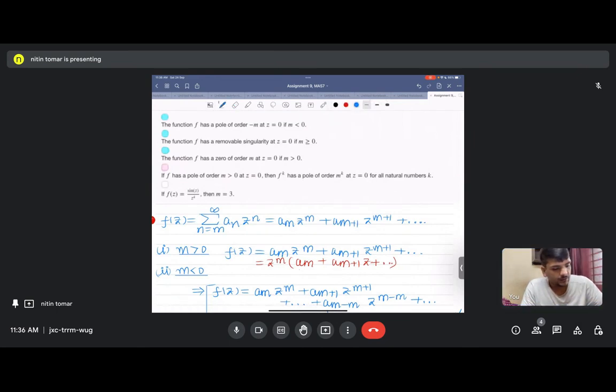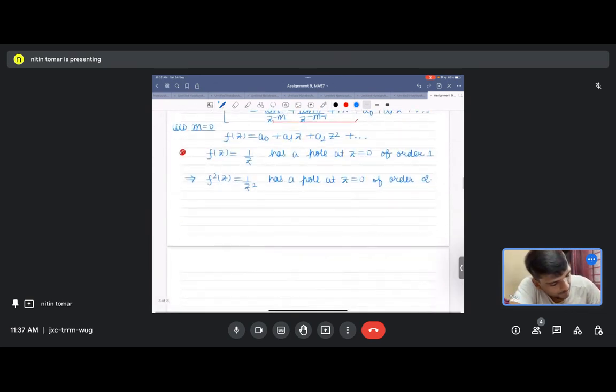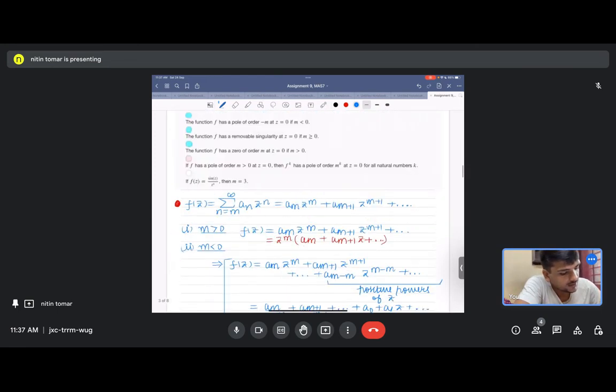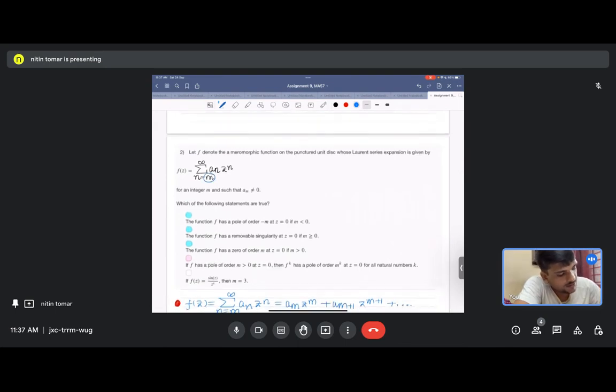Now, what about sine z by z^4? What about the pole? Again, you can use that series. So what is sine z by z^4? If it is sine z by z^4, then m is equal to 3, not the pole. What is m? M is this integer in this question. So where will this start from?